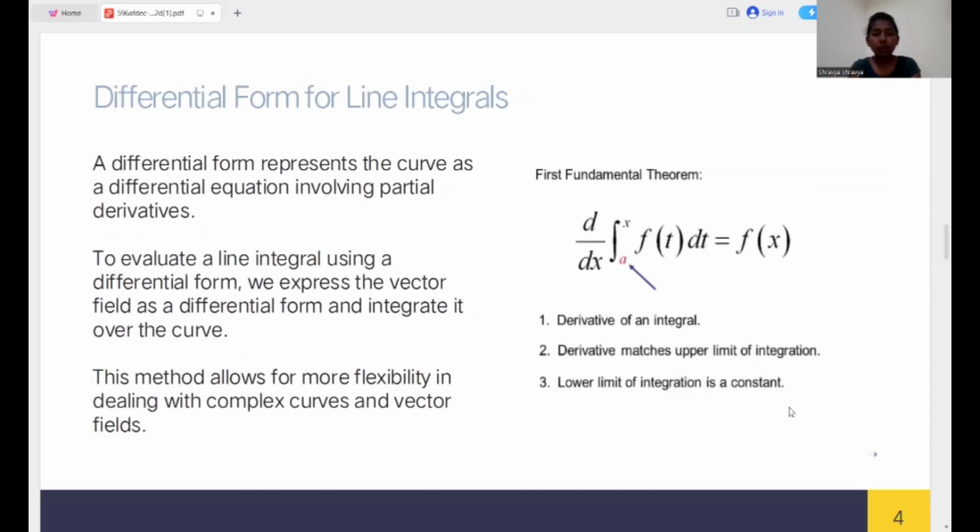When coming to the differential form of line integrals, the first fundamental theorem is, first step, the derivative of an integral. The derivative matches the upper limit of integration. The lower limit of integration is a constant. A differential form represents the curve as a differential equation involving partial derivatives. To evaluate a line integral using a differential form, we express the vector field as a differential form and integrate it over the curve. This method allows for more flexibility in dealing with complex curves and vector fields.